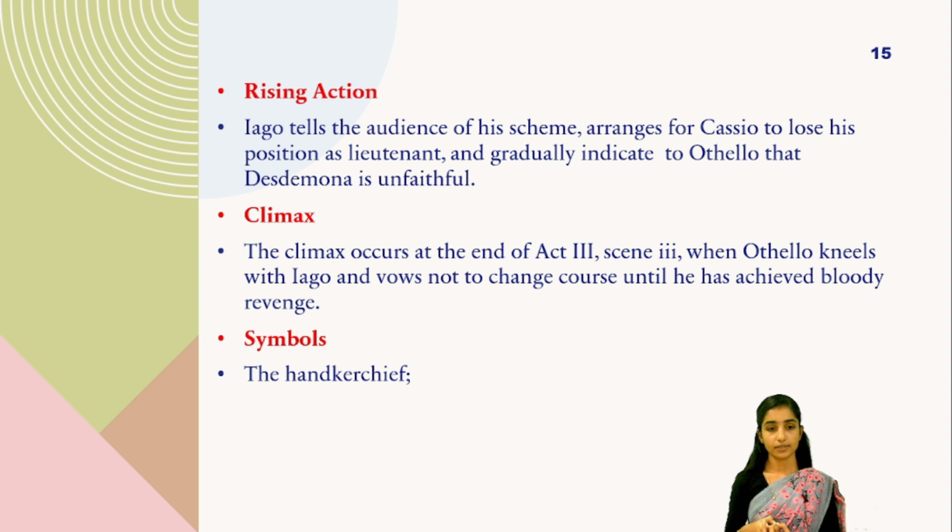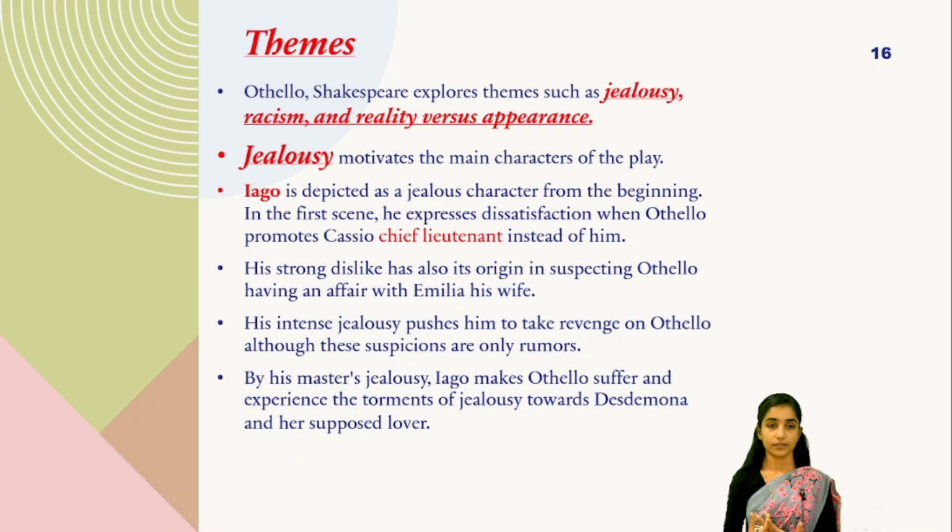And then symbols: the main important symbol is the handkerchief of Desdemona, which Othello gifted to Desdemona. She unfortunately lost that handkerchief in the hotel, and Emilia took that handkerchief. She gave that handkerchief to Iago, who, as he had planned, indirectly gave that handkerchief to Cassio in order to create conflict between Cassio and Othello. And then the next one is themes. In Shakespeare's play Othello, we have seen three major themes.